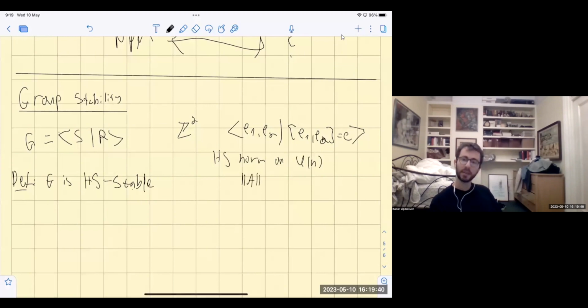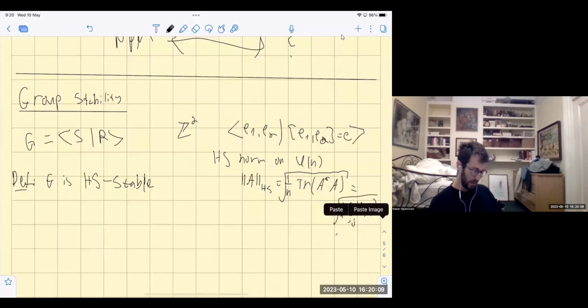What is the norm of a matrix A in the Hilbert-Schmidt? It is the trace of A star A, and I normalize it by 1 over n, and I take the square root. This is, by the way, equal to the square root of 1 over n times the sum of the entries a_ij squared. It's like some kind of Euclidean norm of matrices. Okay, this is a norm.